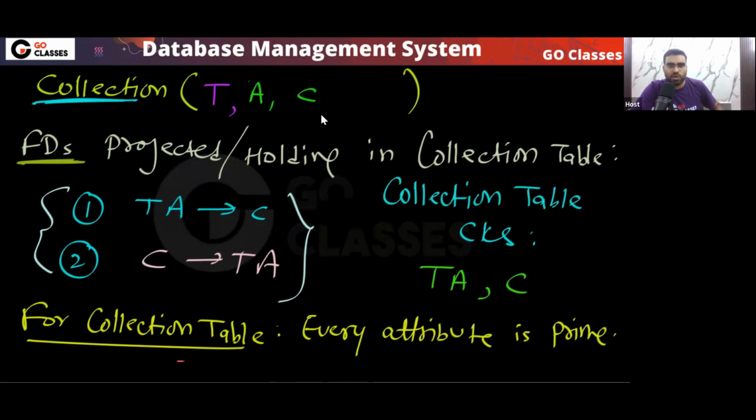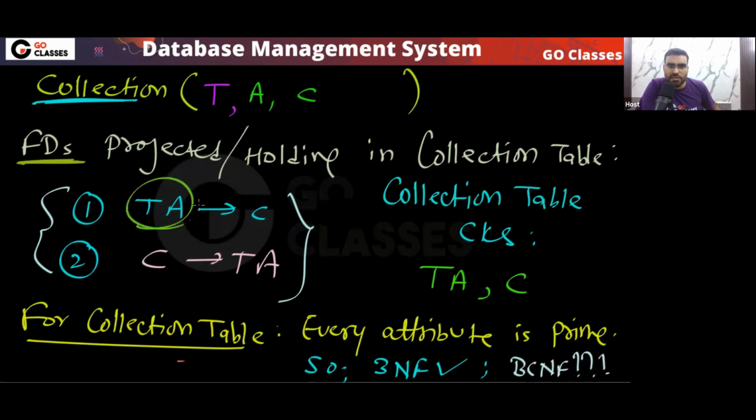And because every attribute is prime, definitely it is in 3NF. So automatically this is in 3NF. BCNF we have to check. Now tell me, will this be BCNF or not? You can see this is a super key, this is a super key. So this is in BCNF also. Yes or no? Both are super keys.